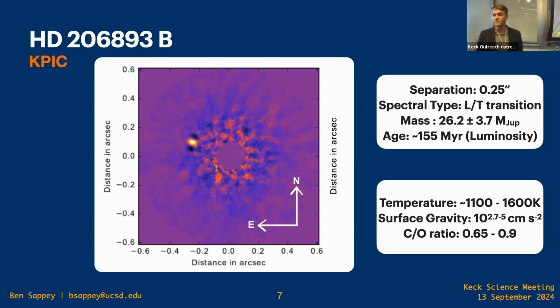We have low resolution spectroscopy of this object from both GPI as well as SPHERE. And it's a very difficult atmosphere to characterize. The temperature estimates have ranged, depending on the method that you use, from 1100 to 1600, even 1900 Kelvin. And the surface gravities have ranged from a log g of 2.7 to 5. Also, the C to O ratio is not very well constrained for this object, so it's very difficult.